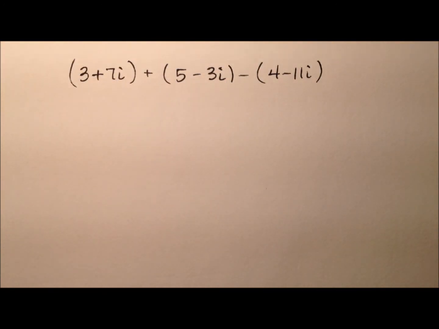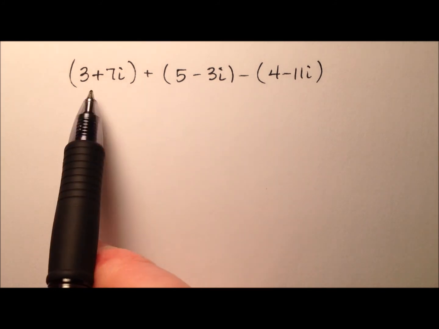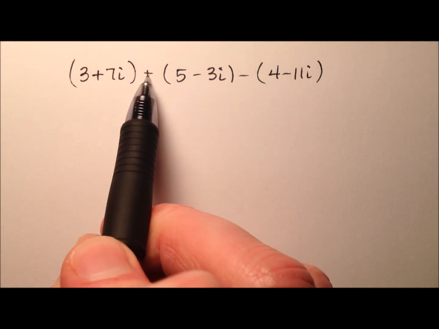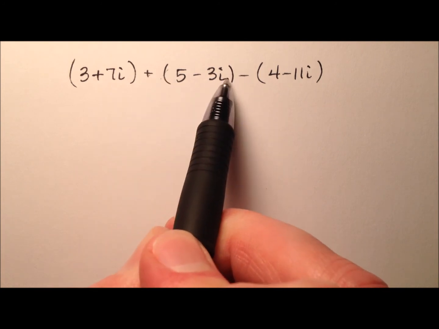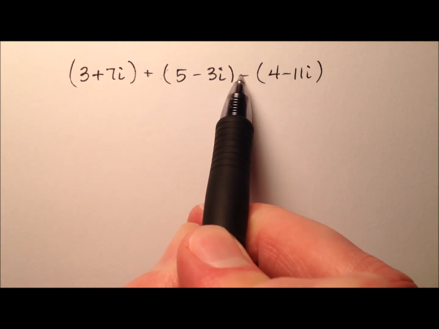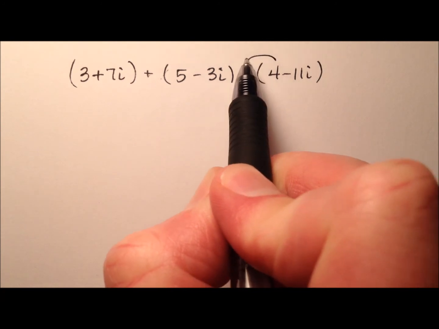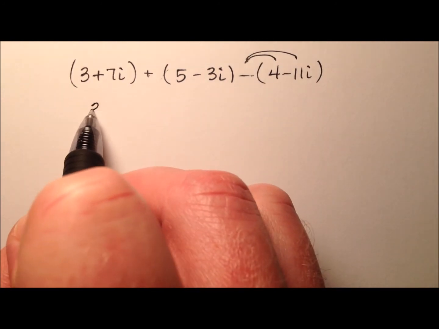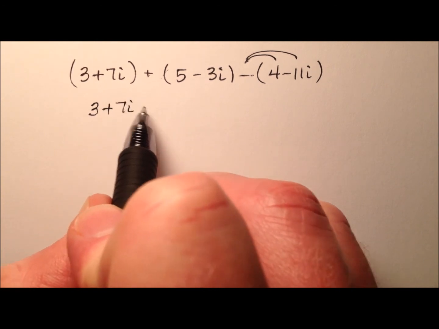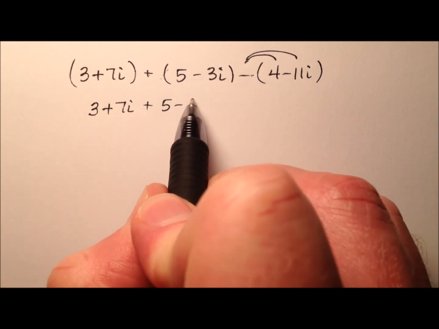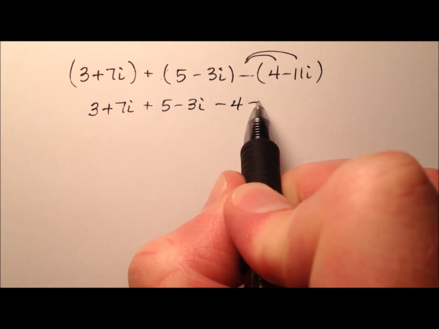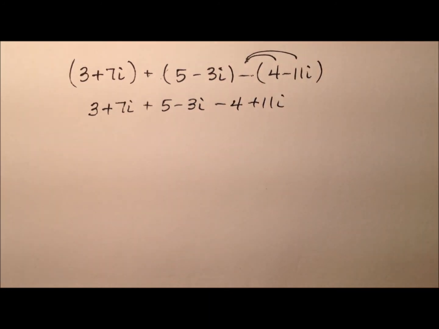Our third and final example will be the addition and subtraction of three complex numbers. So once again, when I have addition, I can just get rid of the parentheses. I don't need them. And when I have subtraction, I know that I'm going to distribute that minus sign. So let's go ahead and rewrite this. So 3 plus 7i plus 5 minus 3i. And when I distribute, it becomes negative 4 plus 11i.